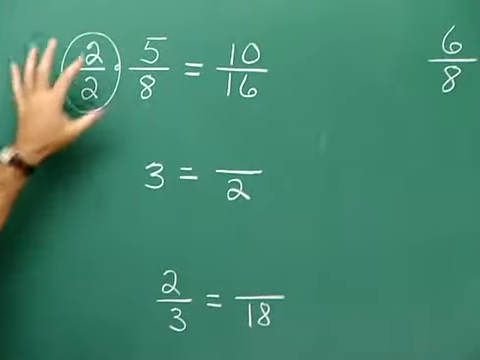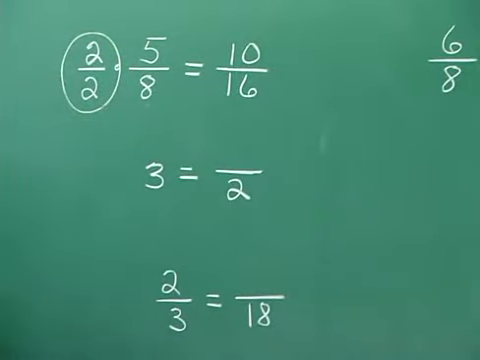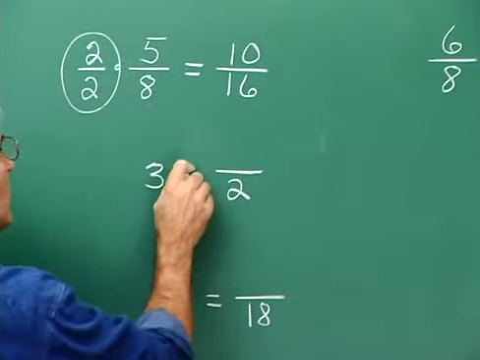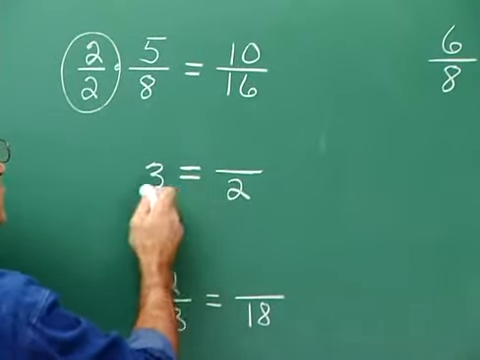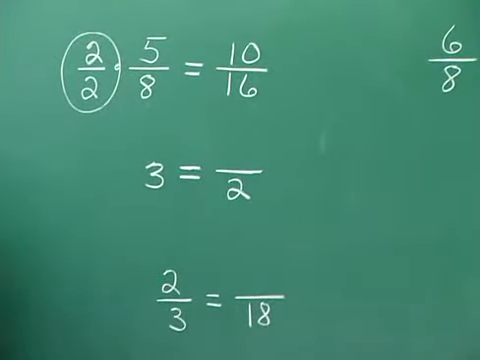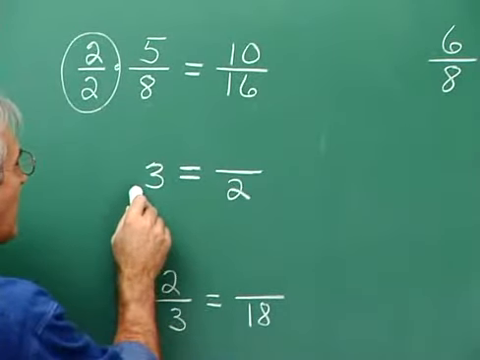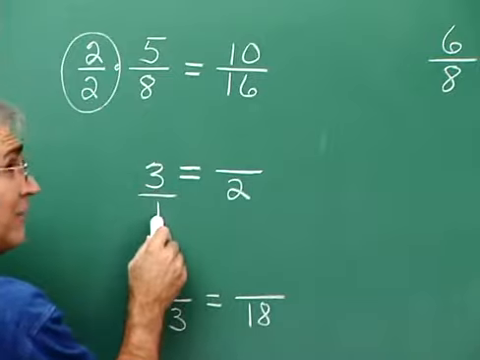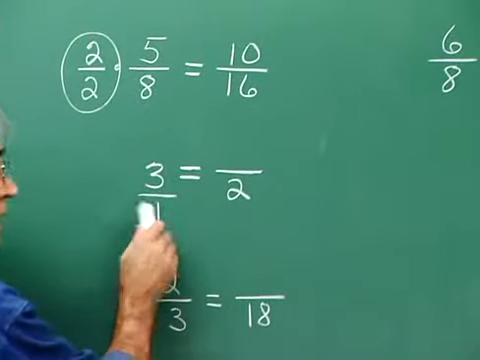Now, I'll show another one similar to this in just a minute. But let me show you a kind of a special case of the situation. It is where we have a whole number, and we want to change it into an improper fraction. And all we do is this. We think of 3 as being 3 over 1. After all, 3 divided by 1 is 3.